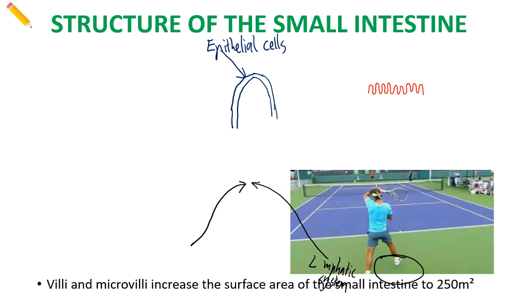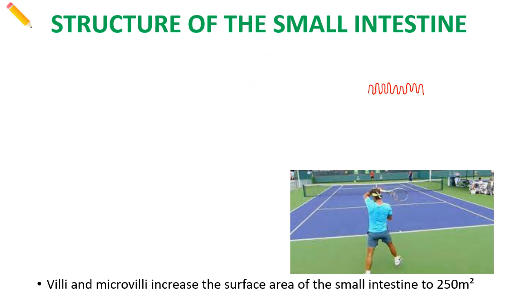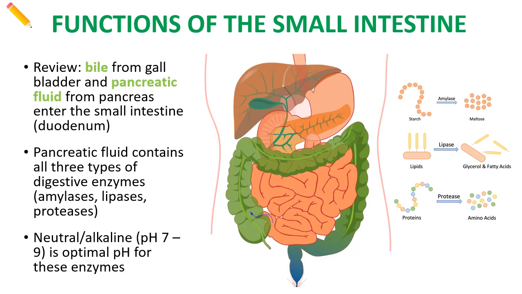And what we've actually worked out is with all that combined surface area, so the villi and the microvilli, it equates to about 250 square meters of area to absorb our food, which is basically the size of a tennis court to absorb our food. All right, let's go into some detailed functions about how the small intestine does what it does, which is absorbing food.